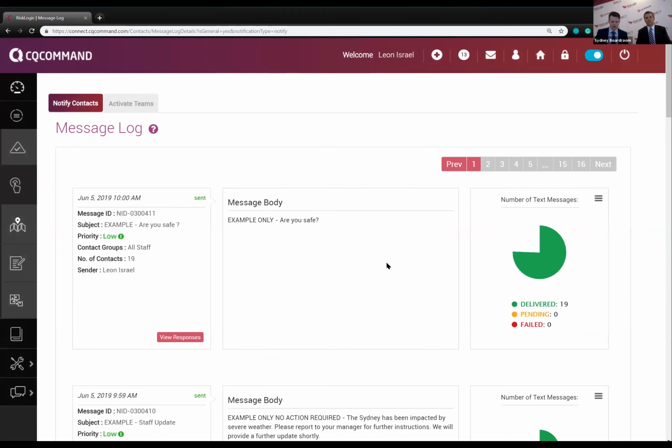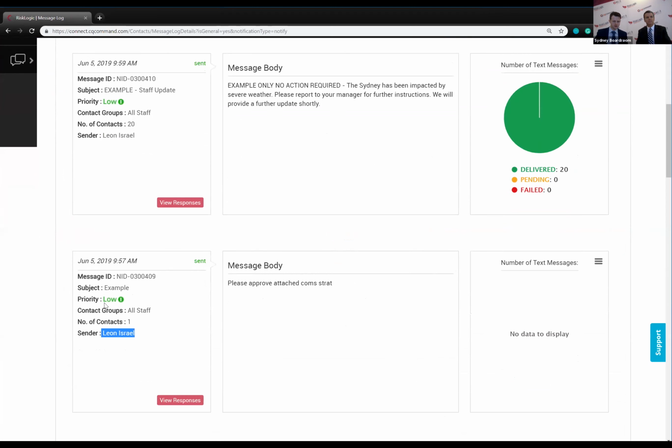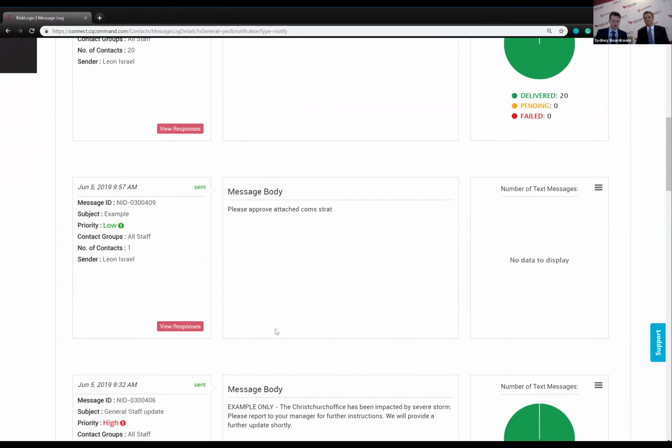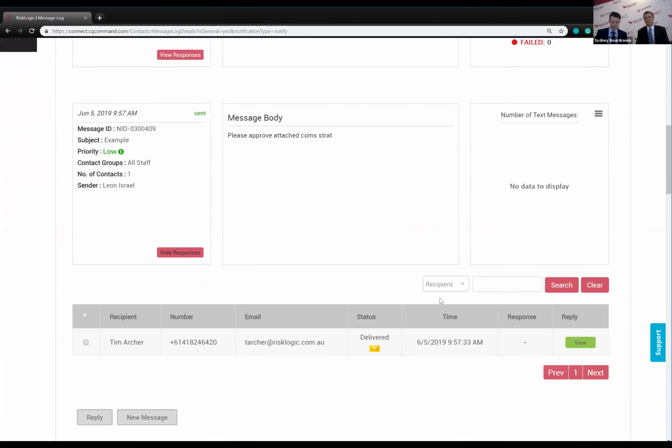So I've got an example of one I prepared earlier here. I've sent a message at this time. This is the message, and it might have included an attachment saying, please approve. Now I've sent this as an email. I'm just moving my team out of the way here. So I can see that Tim's received it and he's actually responded. So Tim's actually approved that.